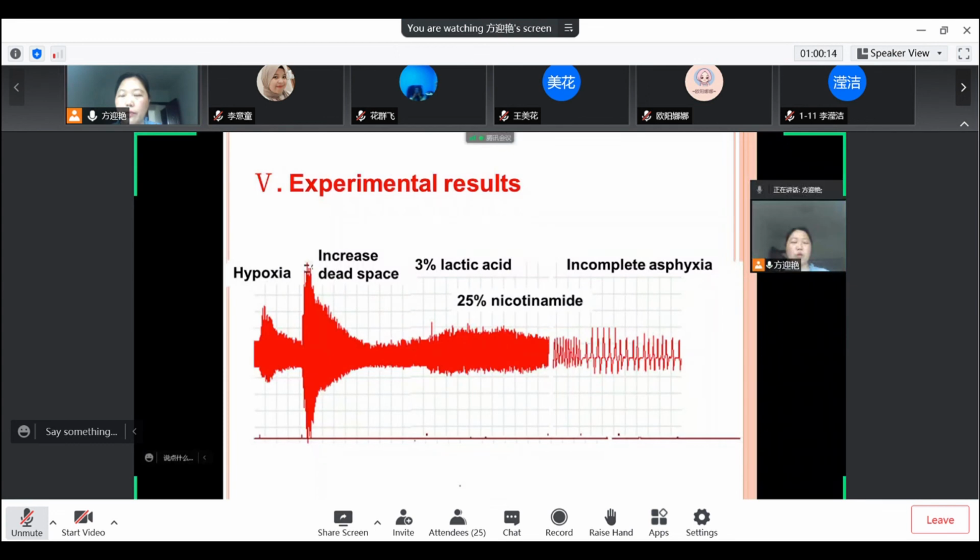And also the dead space: when we increase the dead space, why can we see here that the movement increases? I hope you know that the blood hydrogen concentration increases, and then it needs to regulate the respiratory movement.